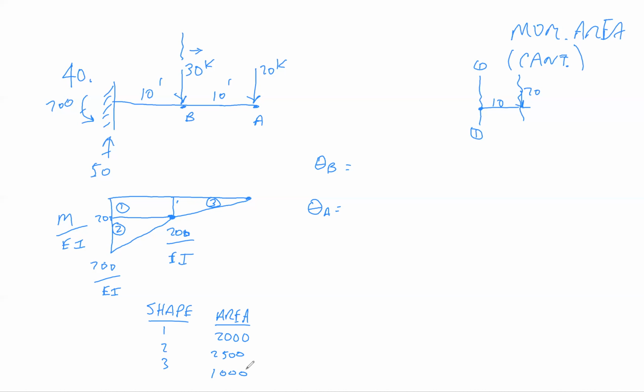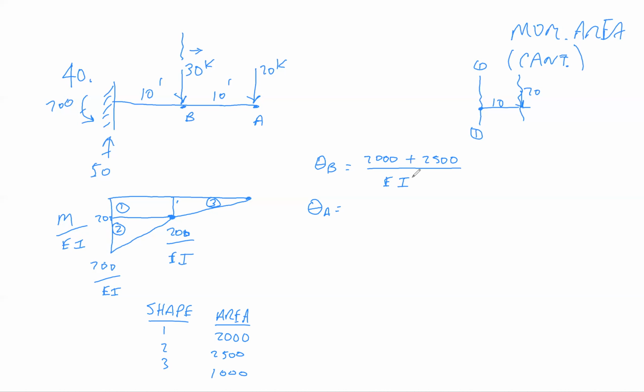So slope, if you look back to your chapter notes that I posted separately, is simply the area, or areas you might say, of the M over EI diagram out to the point of interest. If we're finding the slope at point B, we have shape 1 and shape 2 out to there. So that would be 2,000 plus the 2,500, shapes 1 and 2, and then that's over EI.